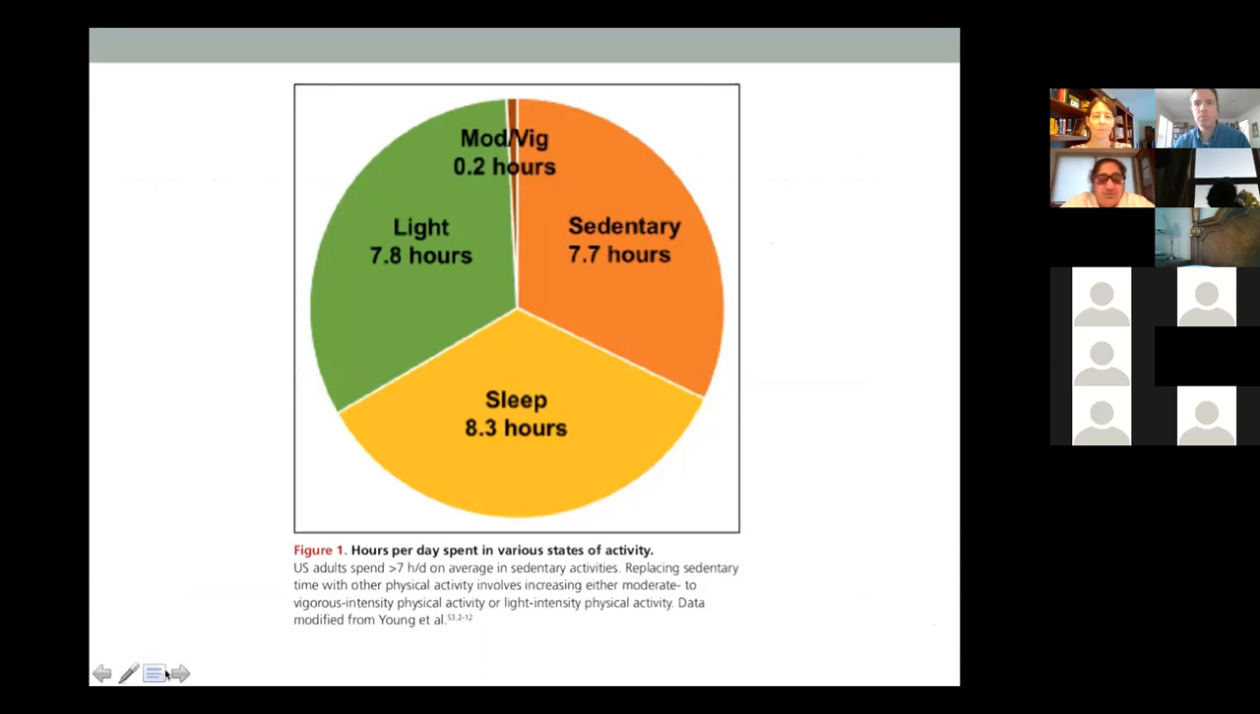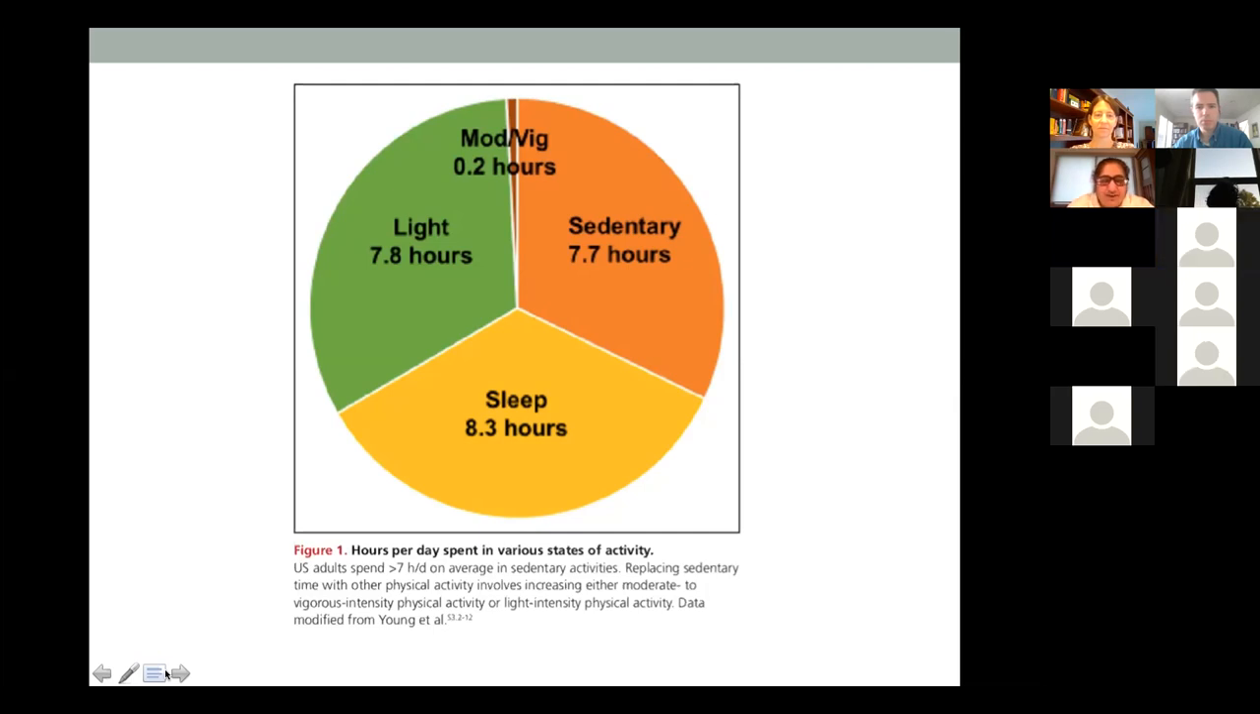If you look at how US adults spend their day in terms of physical activity, we do not spend a lot of time being physically active. As you can see, at least 8 hours are spent sleeping. Sedentary activity is defined as expending less than 1.5 METs. So we spend nearly 8 hours a day expending less than 1.5 METs. Then we spend about 8 hours in light METs, which I believe is defined as 3 METs or less. And we spend about 12 minutes a day in moderate to vigorous activity. So I'm going to let that sink in for a minute.